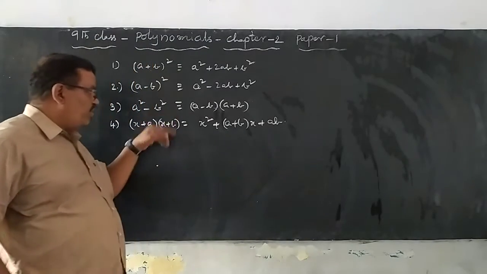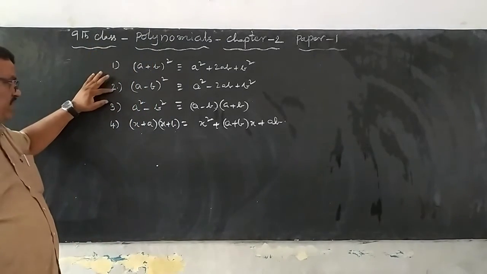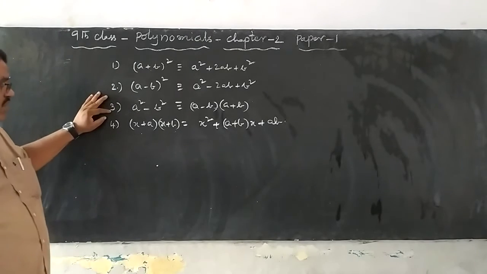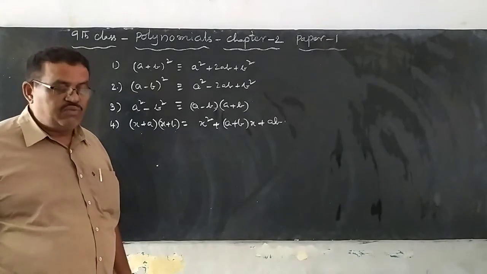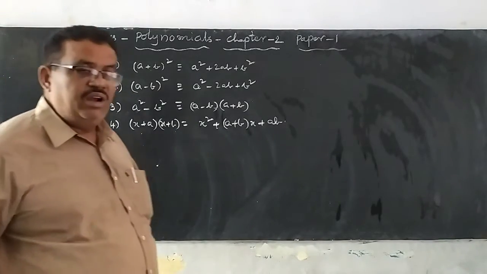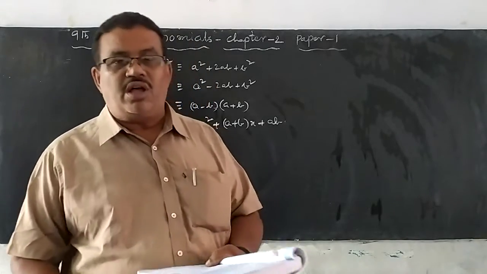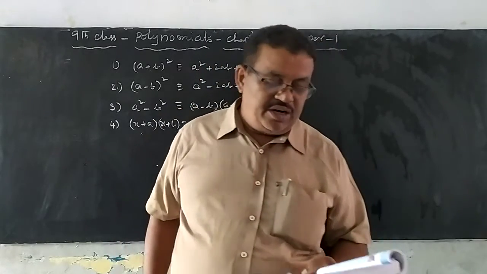Once again, note these in the classwork. First one is a plus b whole square. Second one is a minus b whole square. Third one is a square minus b square. Fourth one is x plus a into x plus b. These are the four identities we learned in the previous classes. Now today we have to go through the problems on these identities.